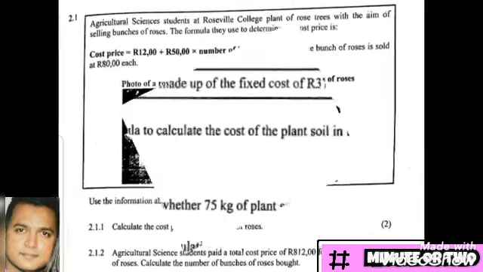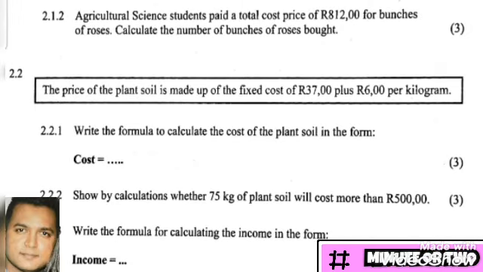when you read it. 2.2, we are presented with a box and information is given there as well. The price of the plant soil is made up of the fixed cost of 37 Rand plus 6 Rand per kilogram. So what this means is the fixed cost of 37 Rand plus 6 Rand per kilogram means that 37 Rand must be added to the 6 Rand times how many kilograms you have. It is important that you are able to identify this because it becomes useful when you are doing calculations that may be asked in the questions that follow.